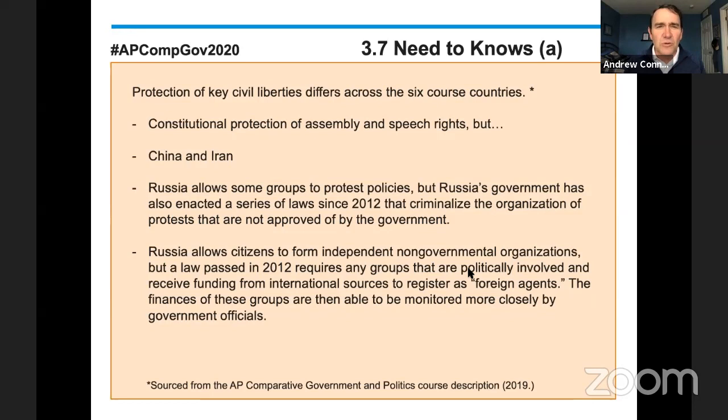And so those groups were tarnished. The image of those groups was tarnished. If you were a Russian citizen who belonged to one of those NGOs that got some funding from international sources, you were then labeled as a foreign agent. And so that was one of the ways that Russia tried to prevent or diminish the role of these civil society groups.